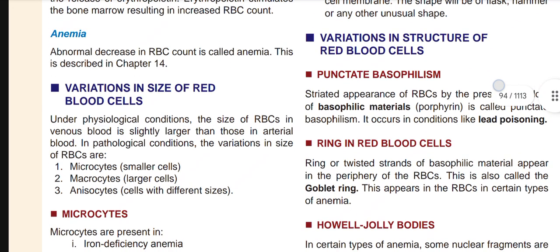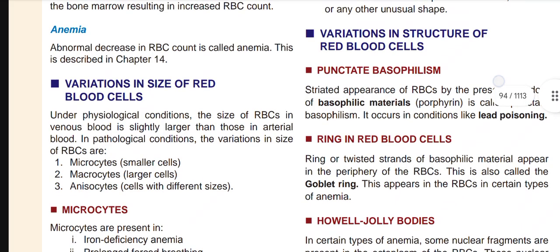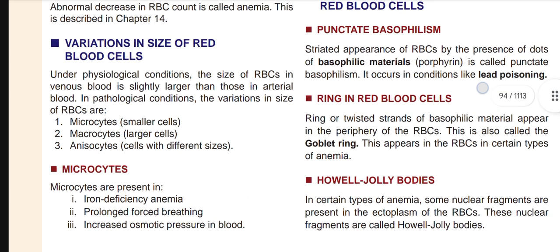Now, variation in size of red blood cells. Under physiological conditions, the size of the RBCs in venous blood is slightly larger than those of arterial blood. In pathological conditions, the variations in size of RBCs are microcytes, macrocytes, and anisocytes. Microcyte means smaller cell, macrocyte means larger cell, anisocyte means cells with different sizes.